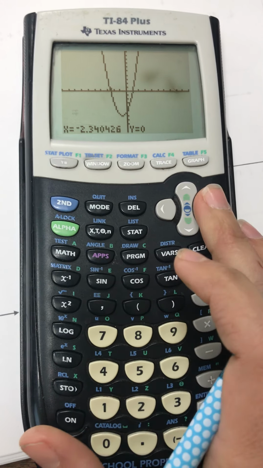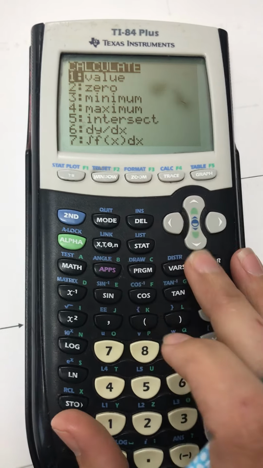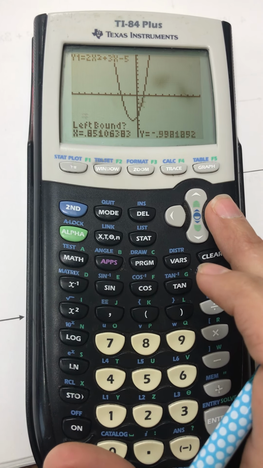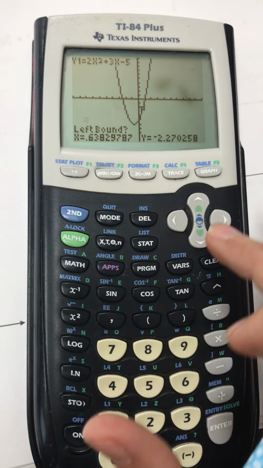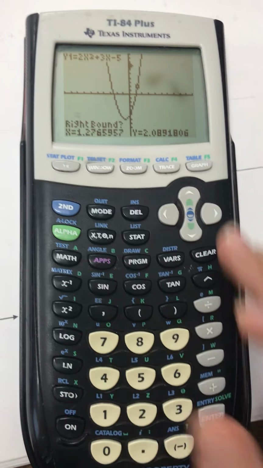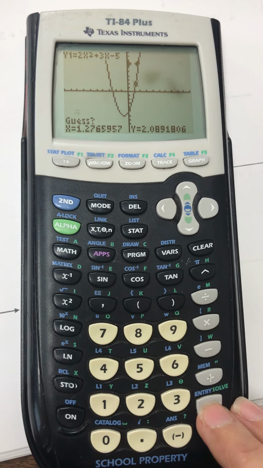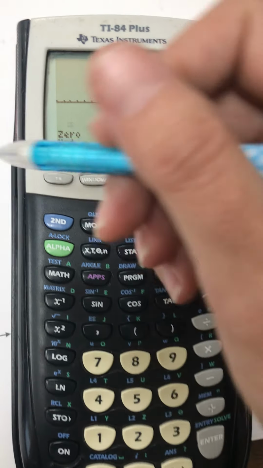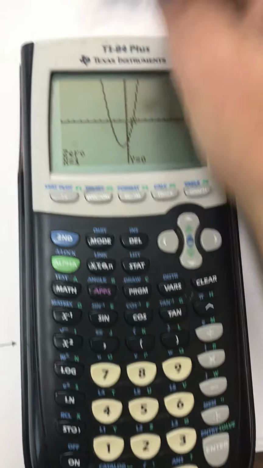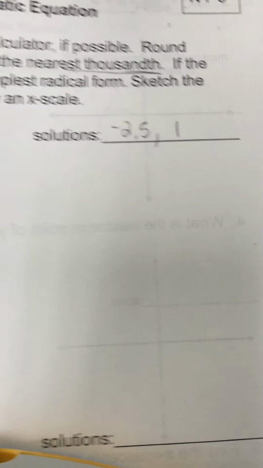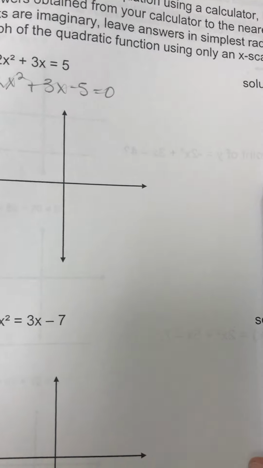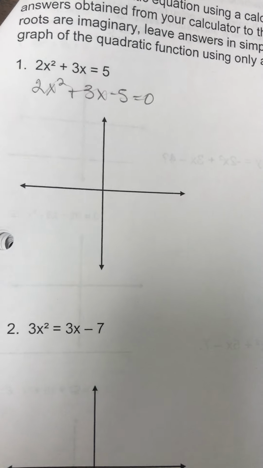Now you're going to go back to second trace. You're going to go to 0. You're going to go over here and do the other side. We need this point over here. So the left side of this point is under it, so you're going to hit enter, to the left of it, and then you're going to go to the right of it, right bound. Enter, enter. It's 1. Your x is 1. So your solutions are negative 2.5 and 1. That's your solution.